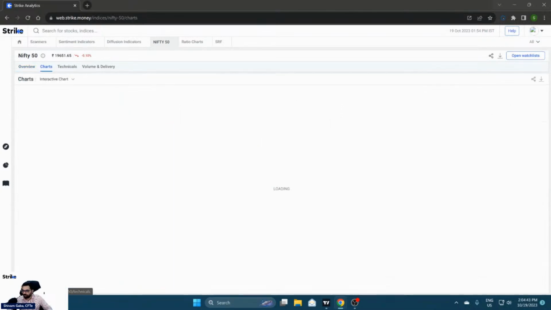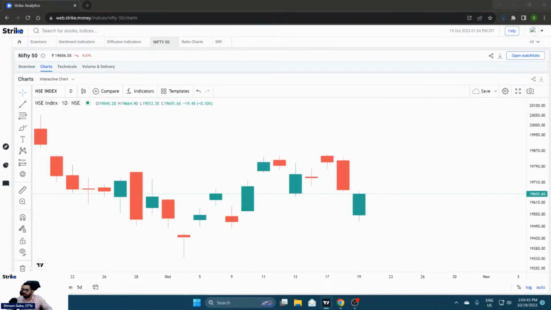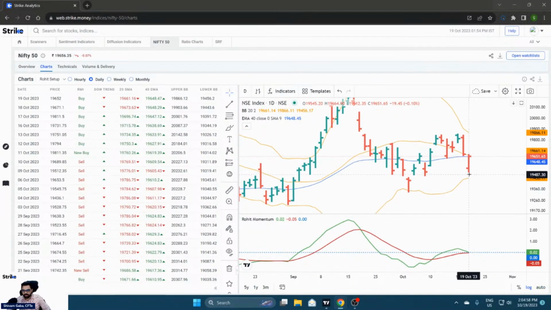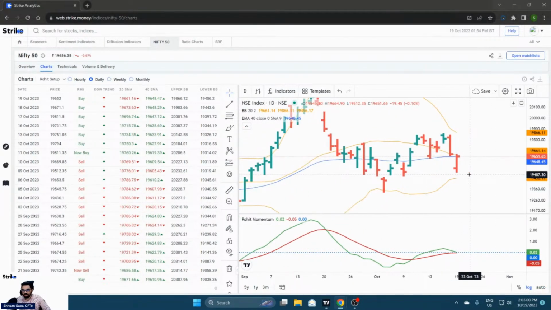Going into the charts for Nifty, yesterday it did give us a downtrend bearish reversal, and today it opened gap down. But again, it has recovered the whole gap, and it's again back to the averages, that is the 20-day and 40-day averages. So now what we would want to see is whether it's again able to close above the 40-day and 20-day average or not.